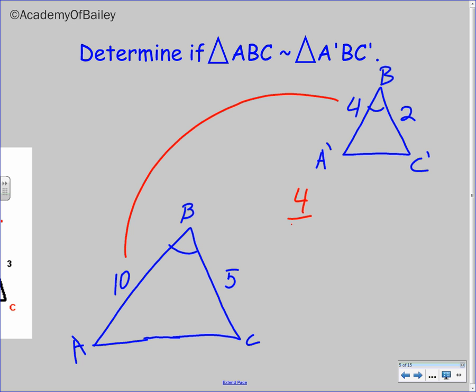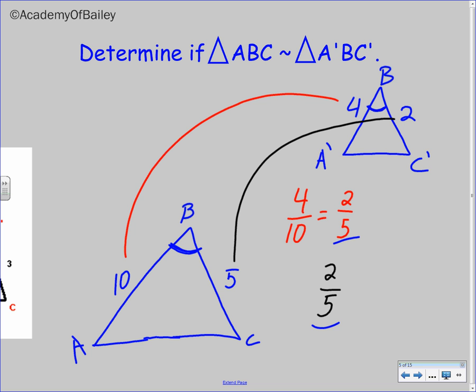4/10. They're both even numbers, so divide each one by 2. 2/5. And that one right there doesn't need reduced. 2/5. So therefore, since the sides are proportional, and those sides include the congruent angles, triangle ABC is similar to triangle A prime, B, and C prime because of the side angle side similarity theorem.